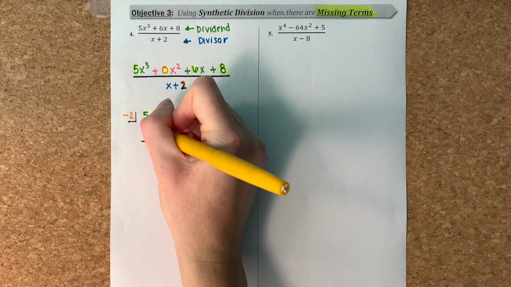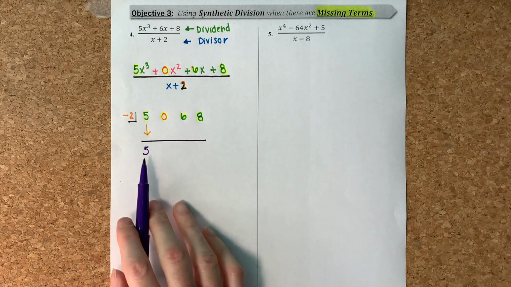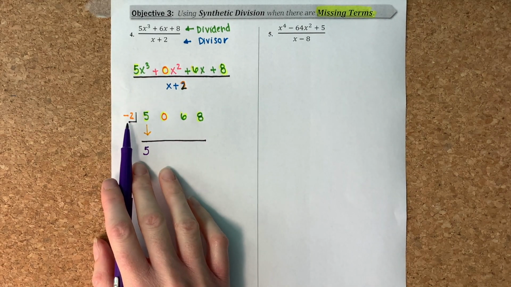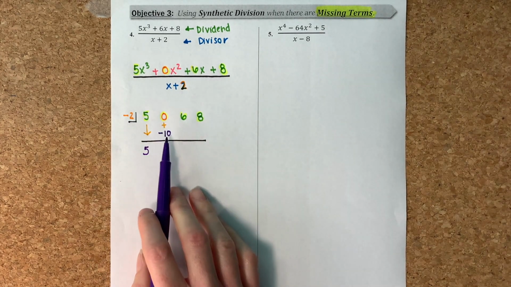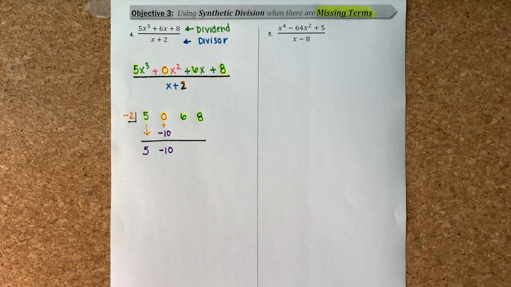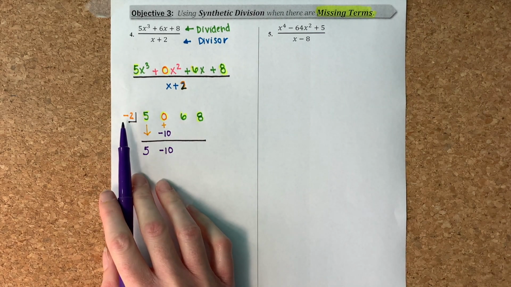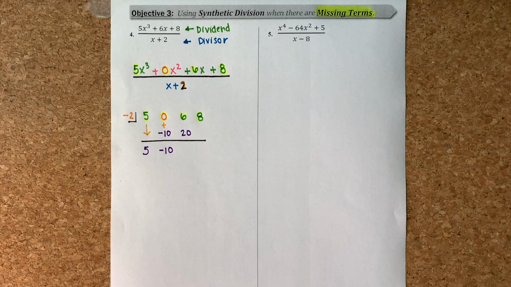First step, we bring down the 5. Then we multiply. 5 times -2 gives us -10, and we put our answer here. Then we add. 0 plus -10 gives us -10. Then we multiply again. Negative 10 times negative 2 gives us 20, and we put our answer here. And then we add again.